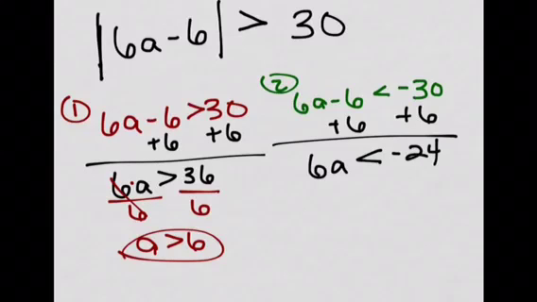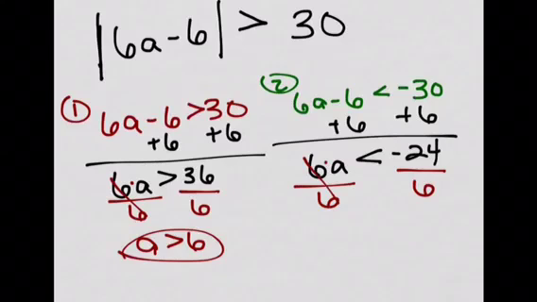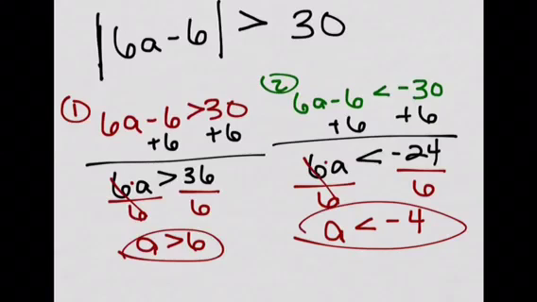Okay, and then again, 6 is being multiplied by a, so I divide both sides by 6. And I get a is less than negative 4. Okay, so that should be the other answer to this particular problem.